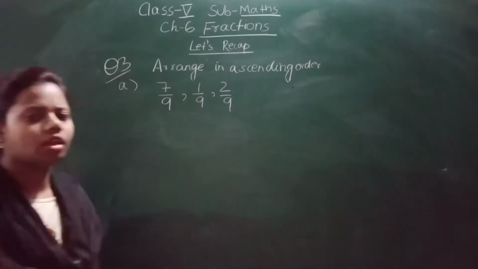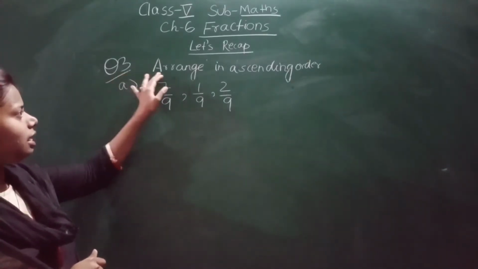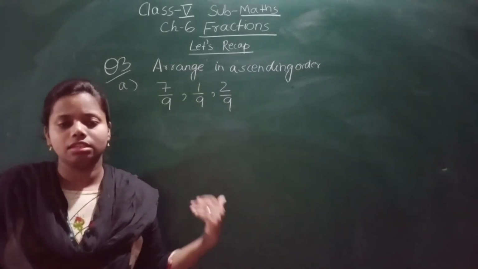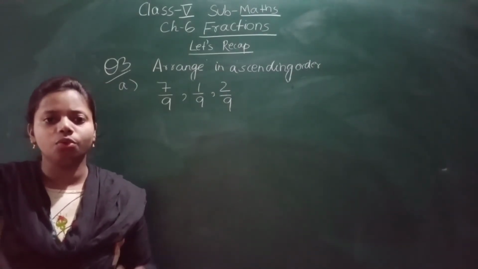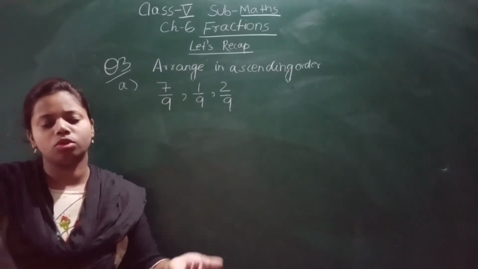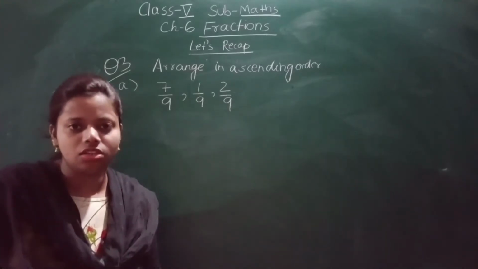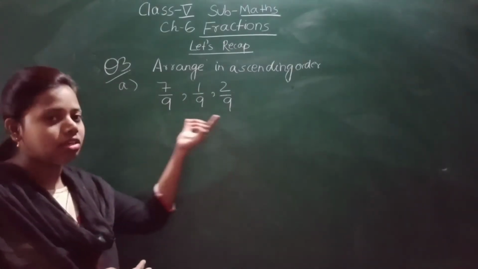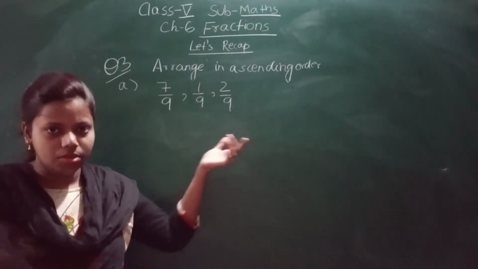Question number 3. Now what is question number 3? Question number 3 is arrange in ascending order. You know what is ascending order? It means we have to arrange the numbers from small to big. We have already learned how to do ascending order of the whole numbers and of the integers also. So today we are going to learn to arrange these fractions in ascending order.